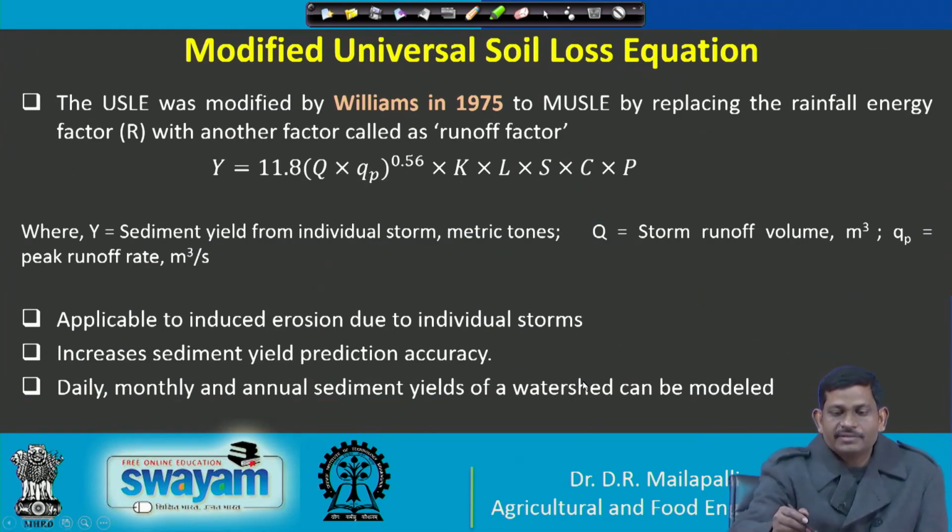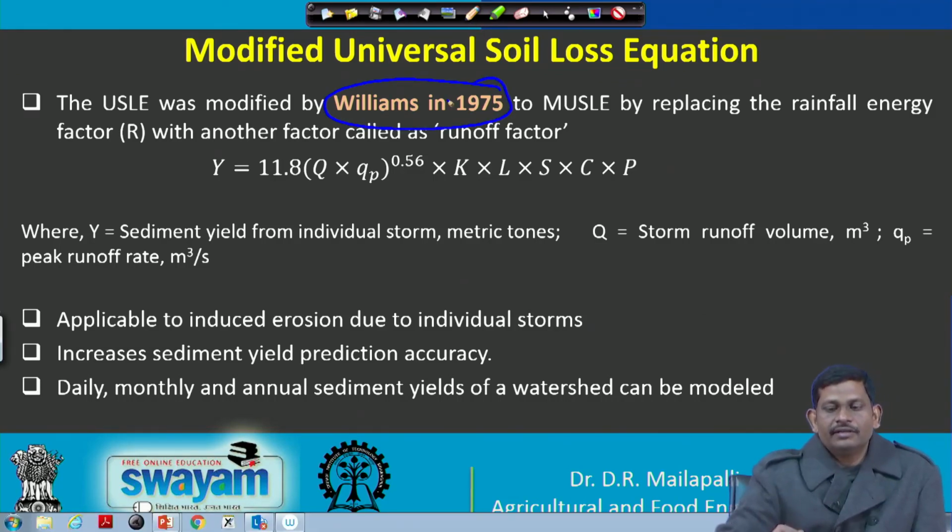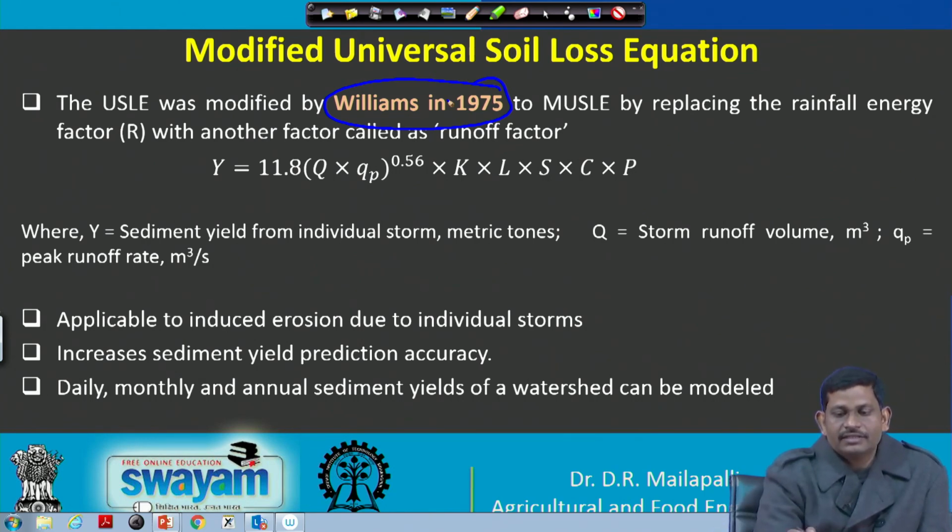Then Williams in 1975 modified this equation to make it more useful with a storm based equation. This is called the modified universal soil loss equation, that is Y equals 11.8 into Q into Qp to the power 0.56. The rainfall erosivity factor has been replaced with this term, and all the rest of the parameters are the same. Here Y is the sediment yield from an individual storm in metric tons.